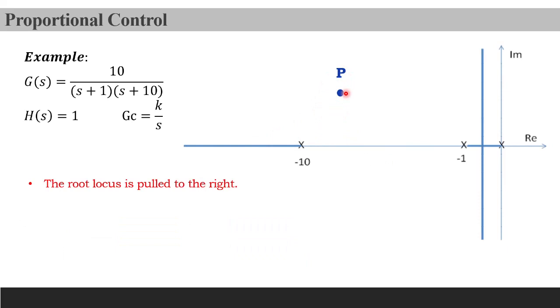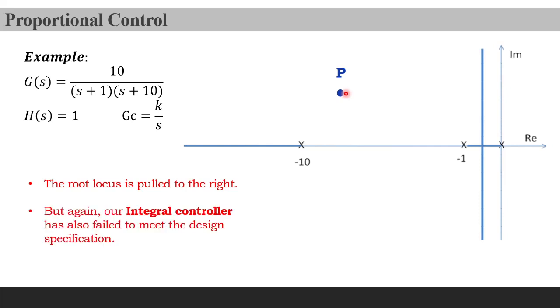We can make two observations here. The root locus is pulled to the right, which was obvious, and we have done it before, so it's not new for us. But the new part is that our integral control has failed to meet the design specification because the root locus does not pass through point P. So integral controls also fail to pass through the design point.